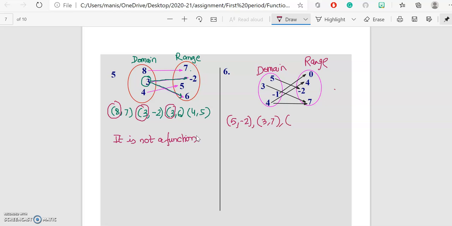Then we are having what? -1. It is paired with 0. Is it paired with anything else? No. Then you look over here. 4 is paired with 0. And what? 4 is paired with 7.